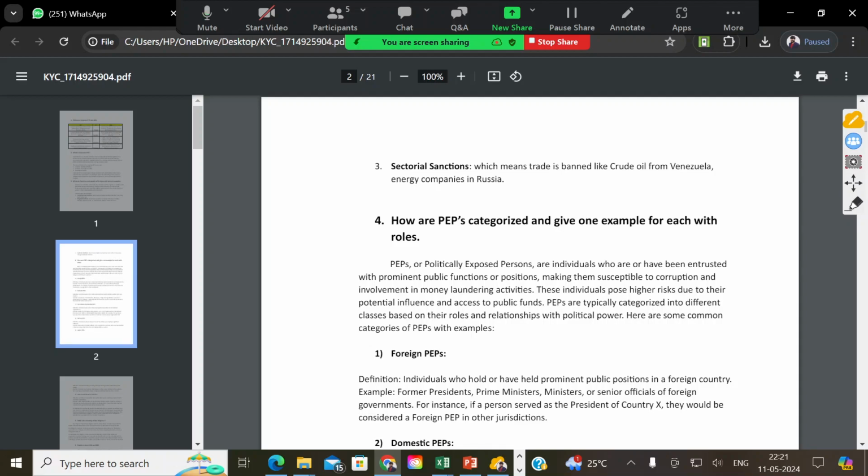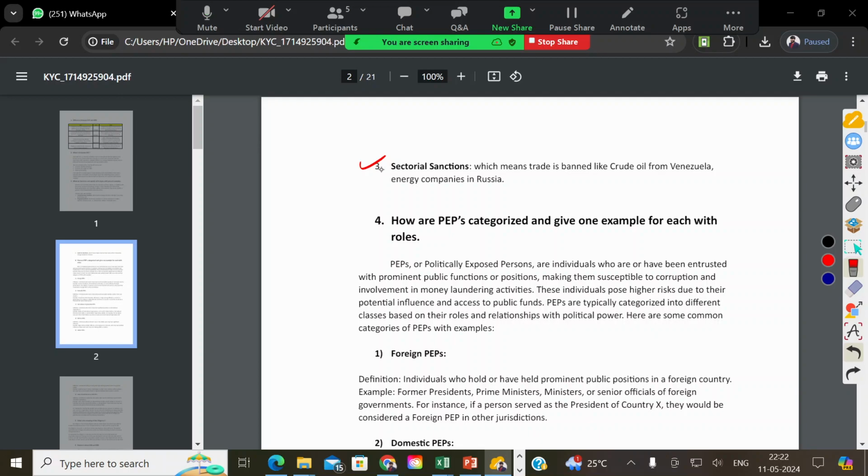The third one is sectoral sanctions, which means trade is banned, like crude oil from Venezuela, energy companies in Russia. Now they have banned Russia as well, so as not to produce more oil. So this comes under sectoral sanctions.